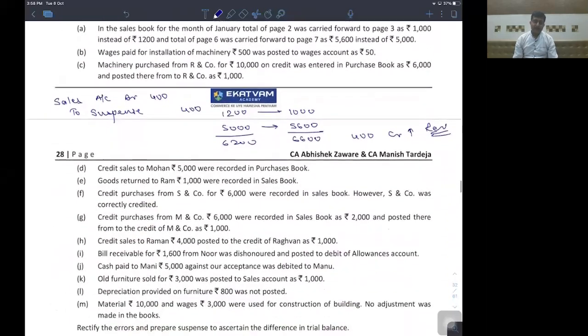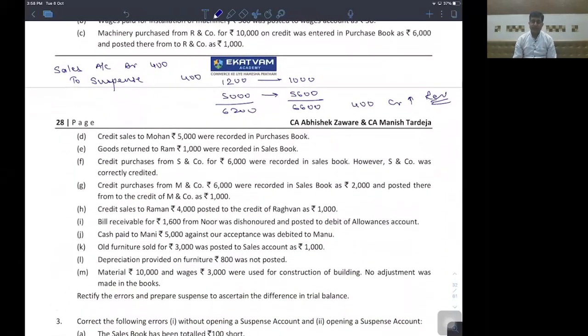Machinery purchased from R and Company rupees 10,000 was entered in purchase book at 6,000 and posted therefrom to R and Company account 1,000. My correct entry should have been machinery account debit to R and Company account 10,000. My wrong entry is purchase account debit 6,000 to R and Company 1,000, and therefore the rectifying entry will be machinery account debit 10,000 to purchase account 6,000 to R and Company 9,000, the difference of 5,000 being put to the suspense account.